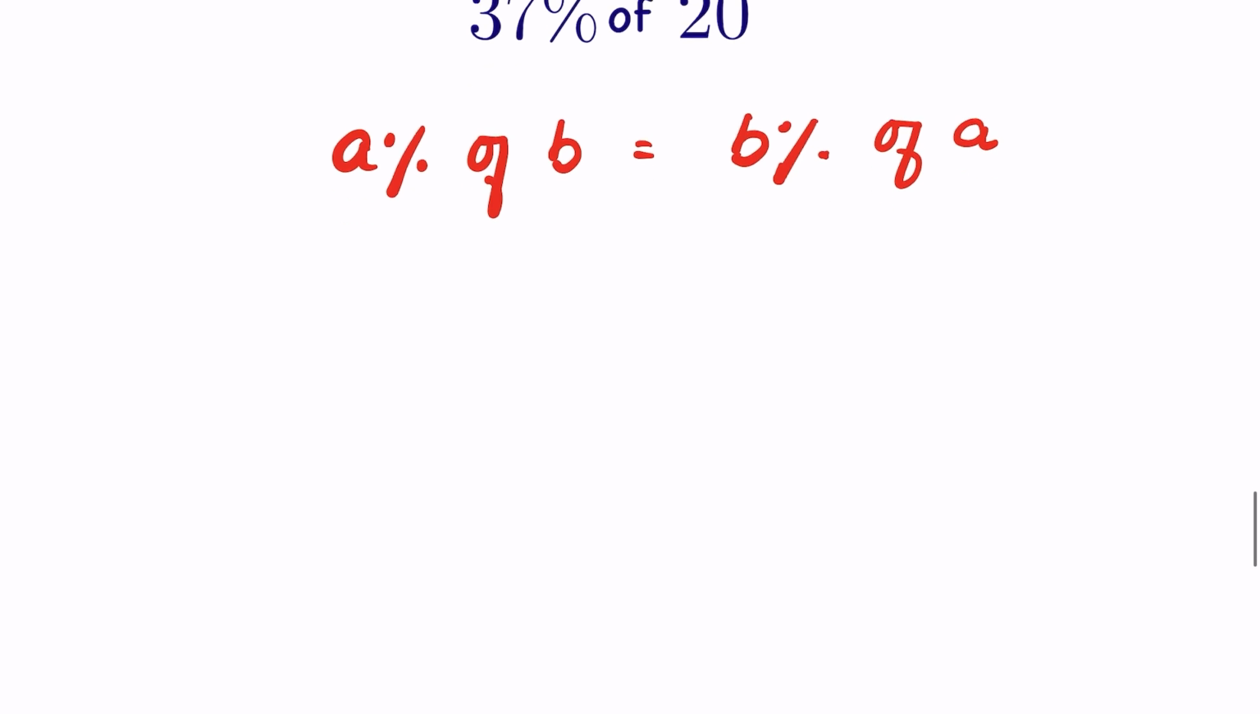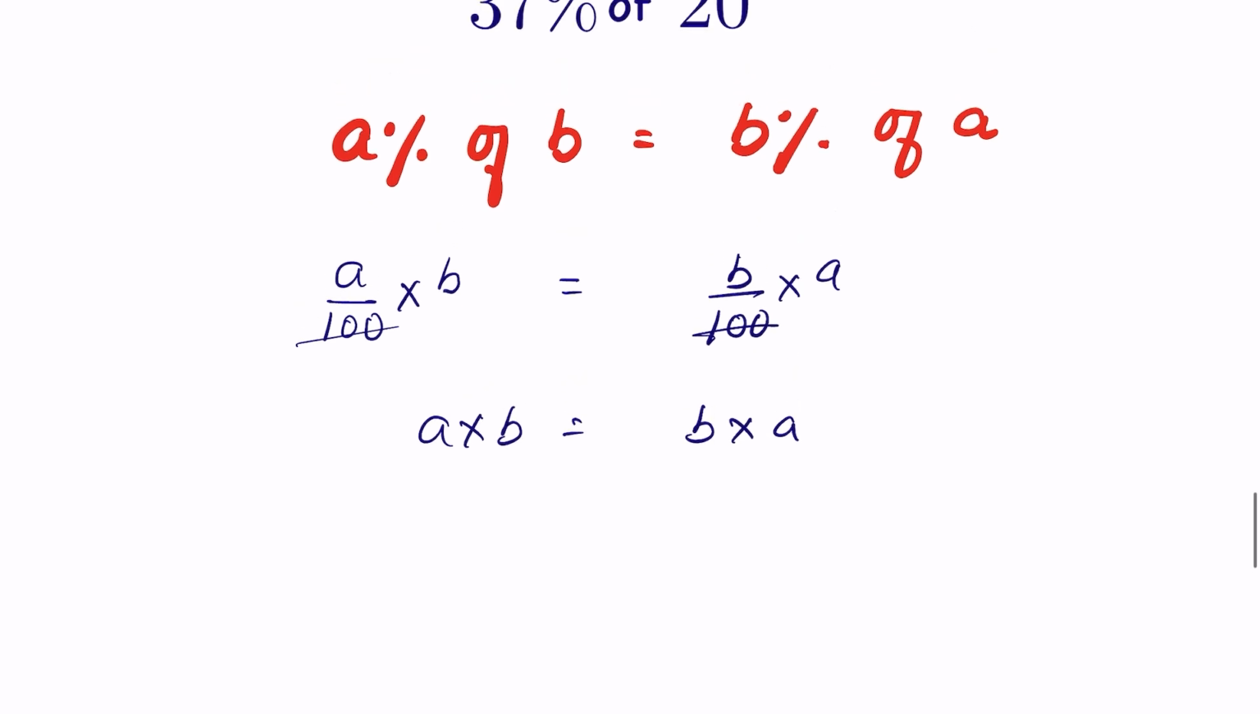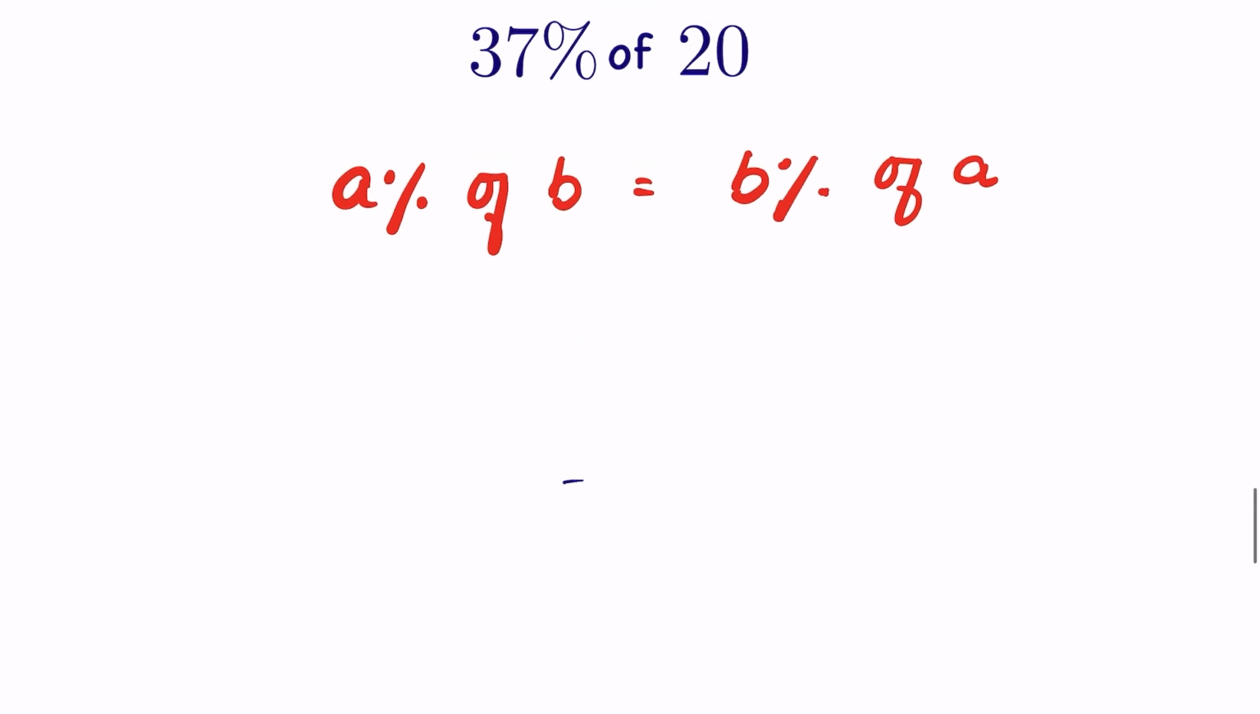First trick is you have to remember that A% of B equals B% of A. Why? Because you see, A% means A upon 100, of means multiplication, then B. So A times B upon 100, and B% will be B upon 100 times A. So if we cancel 100 and 100 on both sides, then you can see A times B equals B times A. Both are the same. So we can write A% of B equals B% of A. So this is one trick.